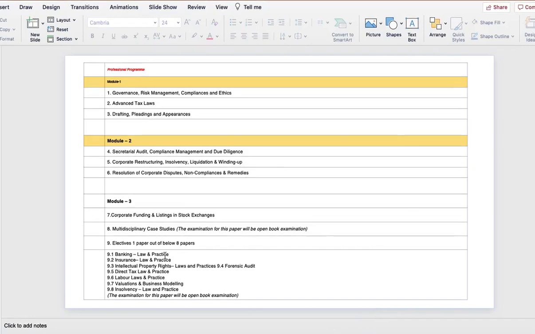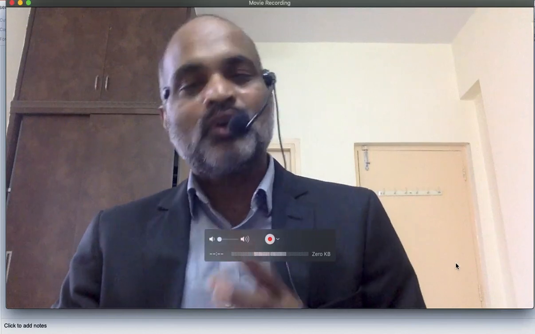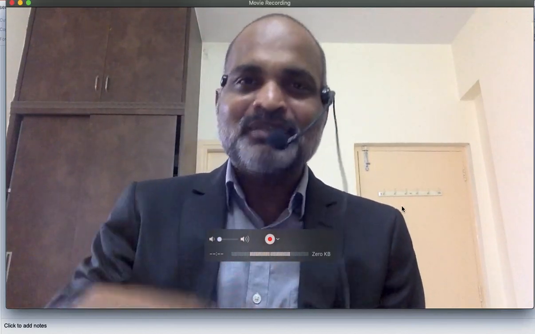The 9th paper, out of 8 papers you are supposed to take 1 paper. Usually what happens, the papers which are connected to module 1, module 2 you have to take. Papers like insolvency, so we have insolvency paper in this one. If you take insolvency, that is better. In advanced tax laws you will study direct tax laws, so if you take direct tax laws, it's better. So my advice in the elective paper in module 3, better to take a paper which has an association with module 1 and module 2. That will help you to clear it.